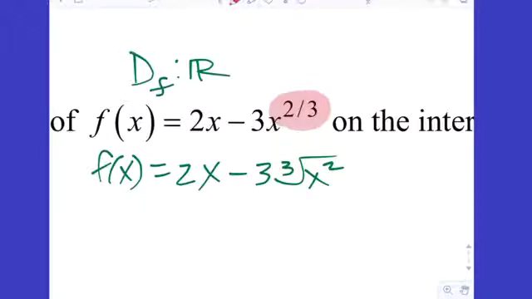With the 2/3. Yeah, we're on cusp alert, cusp alert, cusp alert. Run, everybody, we're on cusp alert.